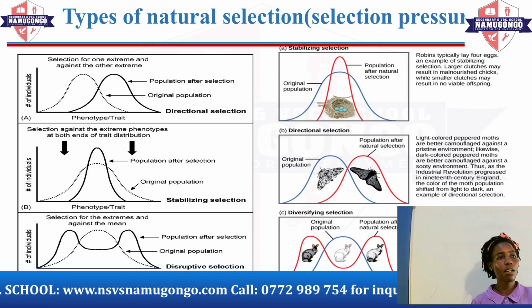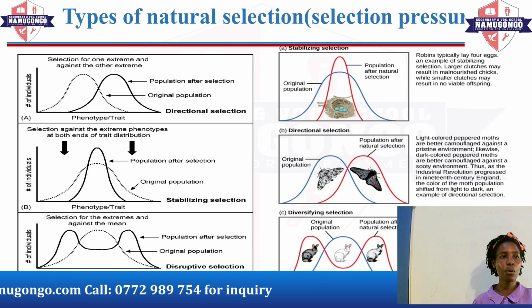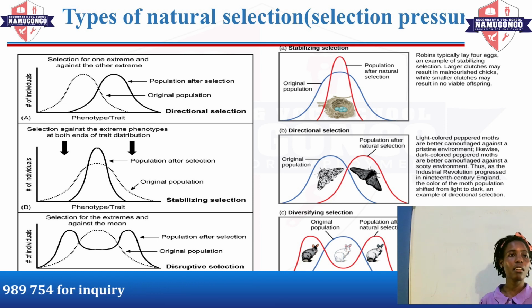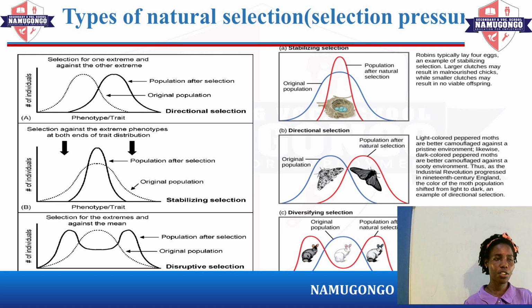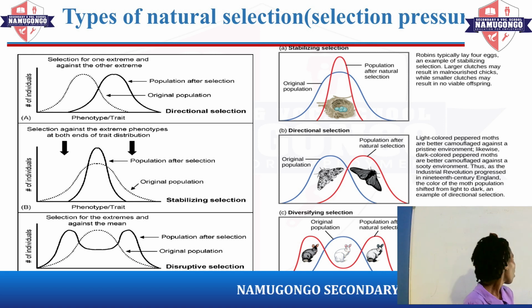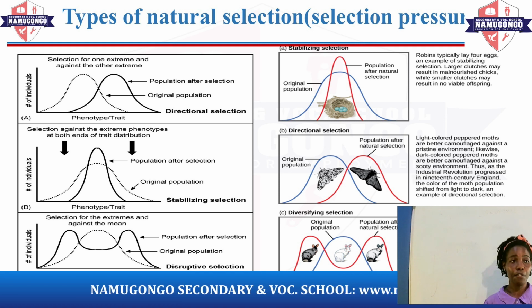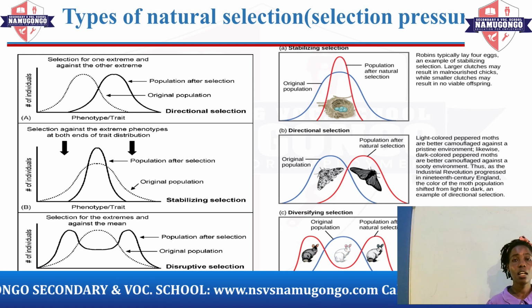You see the graph with the dotted line. It refers to the original population. And then the second line, without the dots, refers to the population after the selection. So you see that organisms on one side were favored and organisms on the other side were not favored.